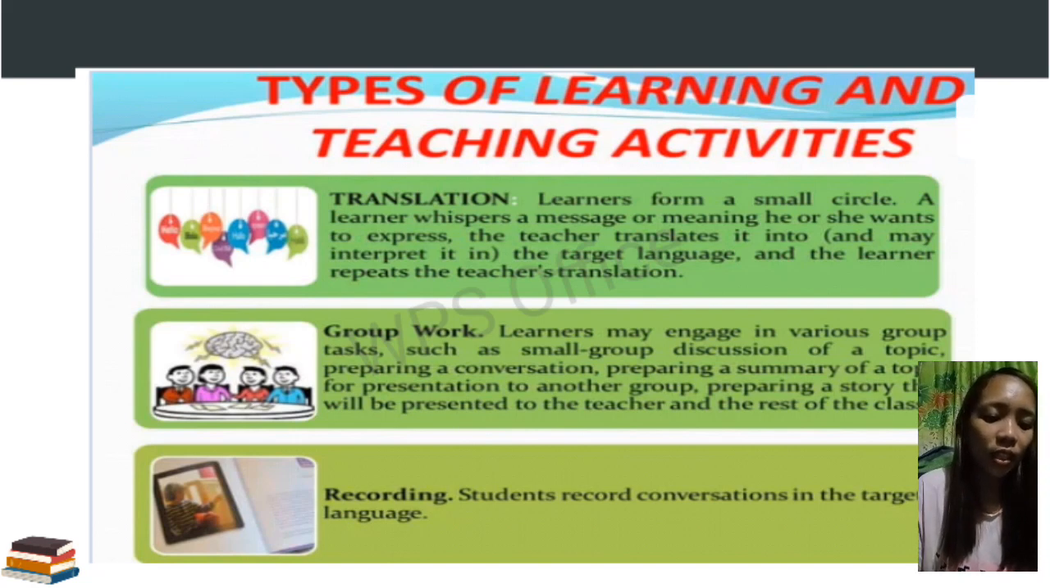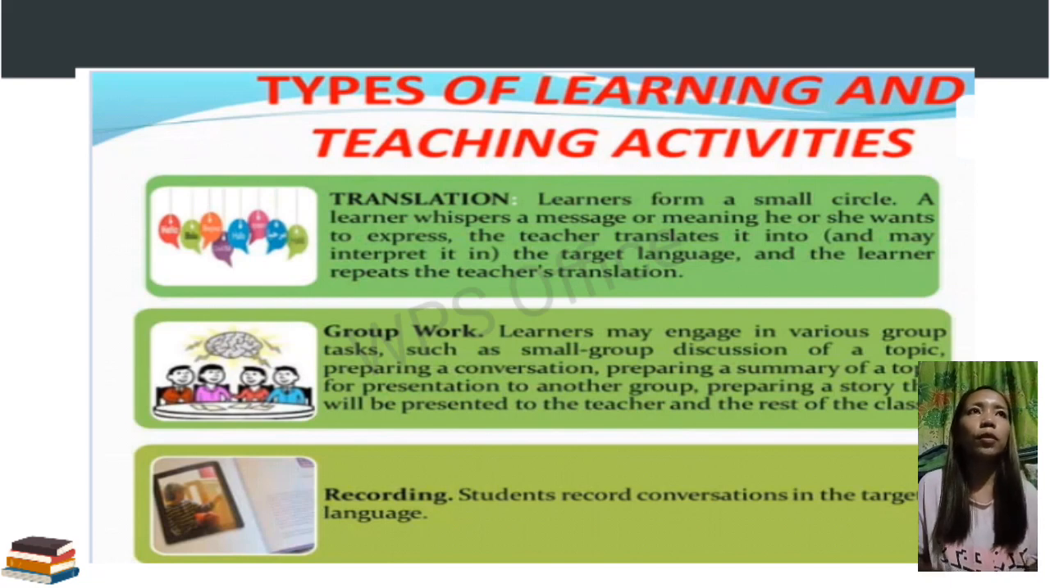So first is the translation. The learners form a small circle. A learner whispers a message or meaning he or she wants to express. The teacher translates it into the target language and the learner repeats the teacher's translation.